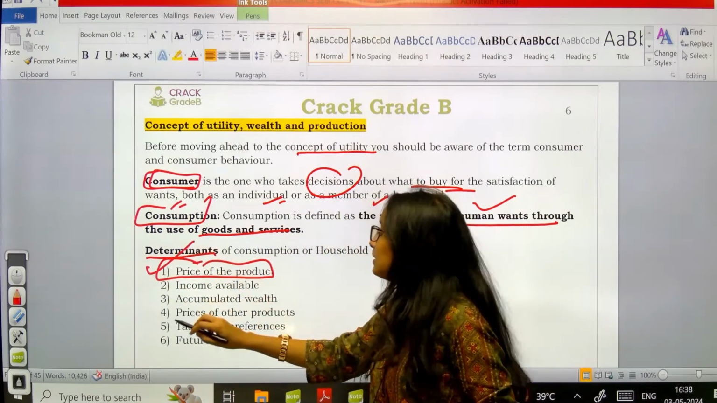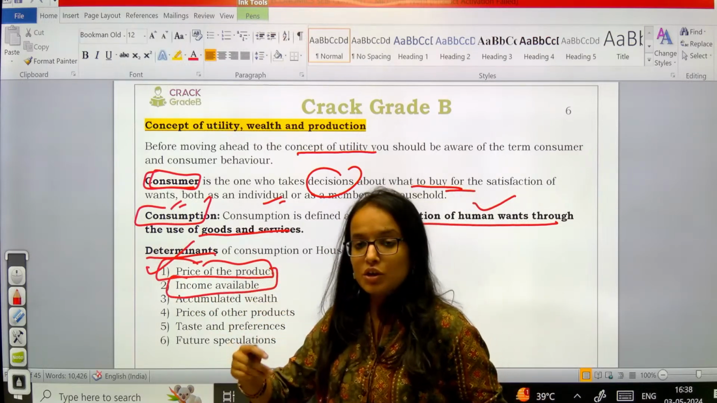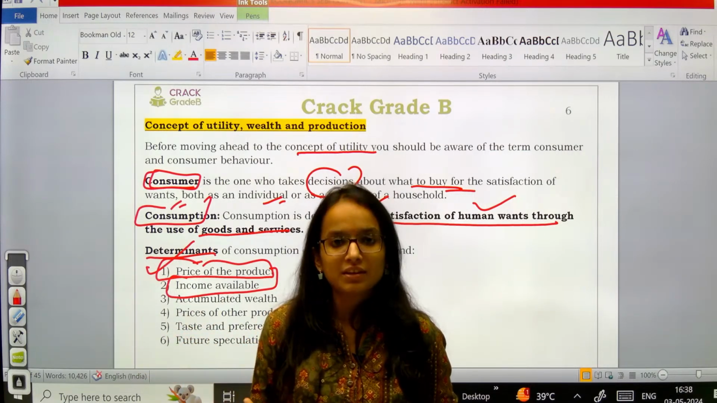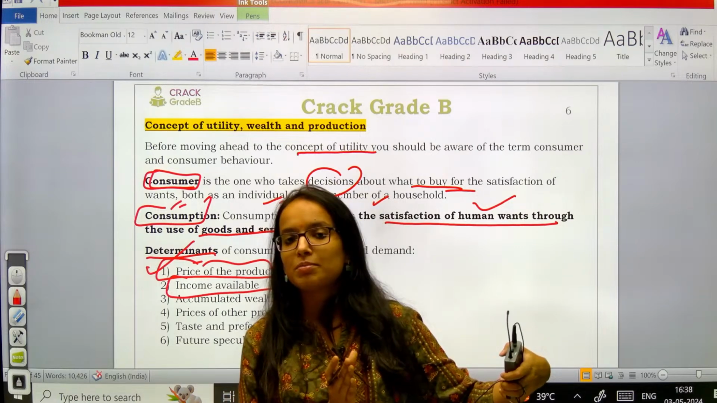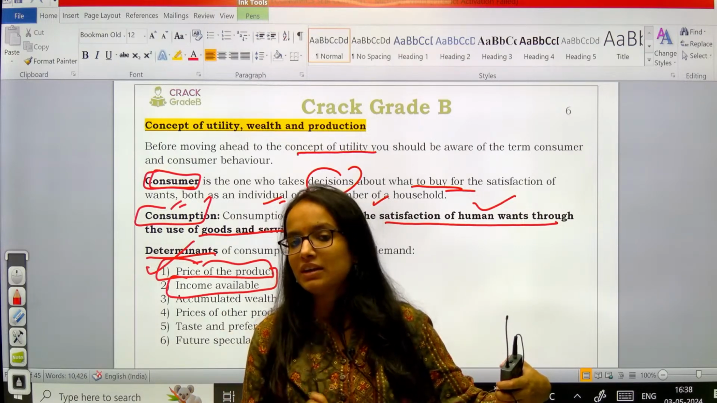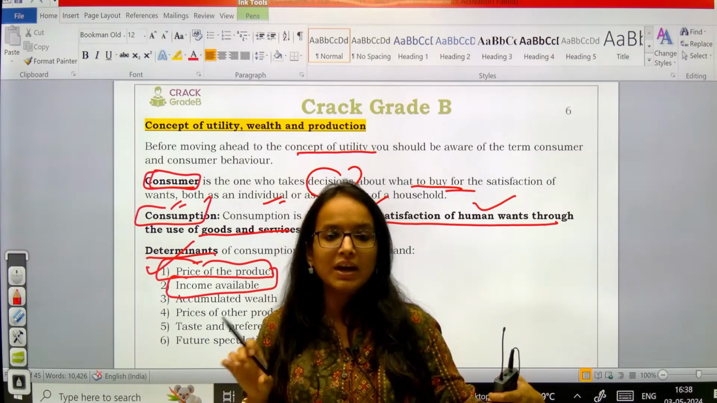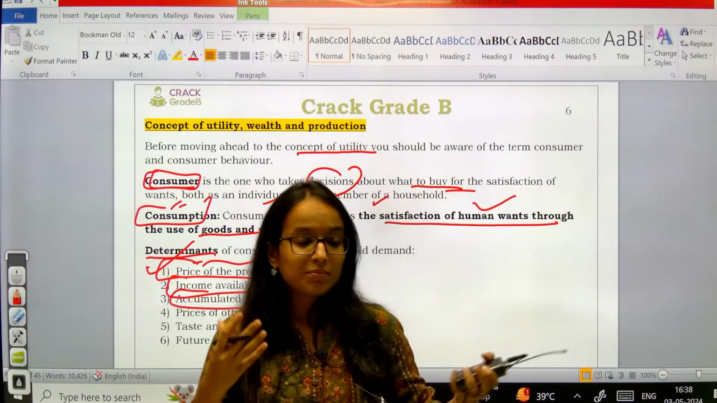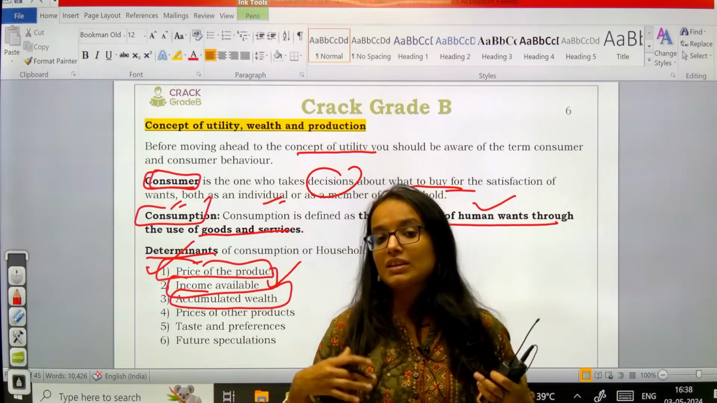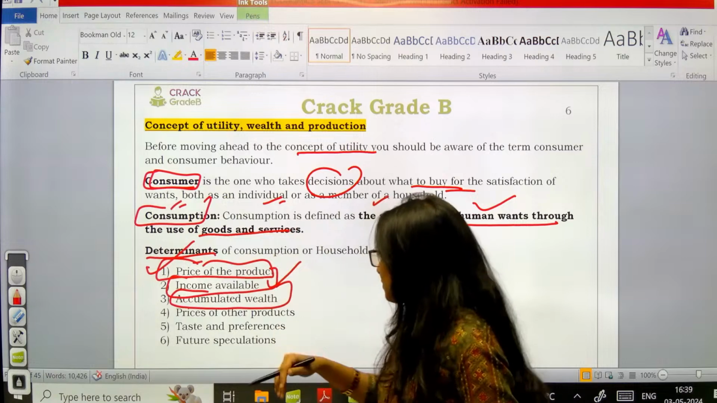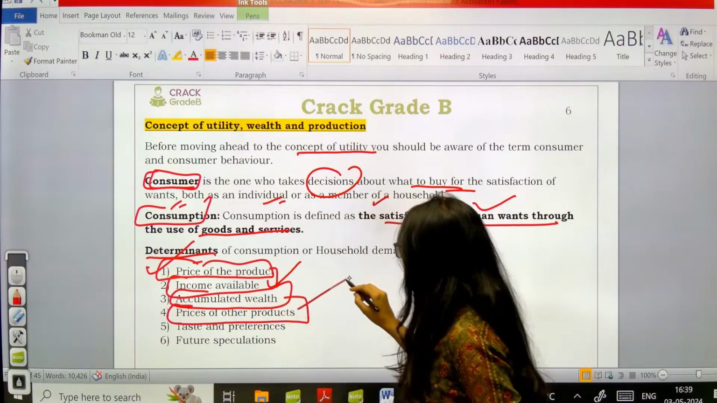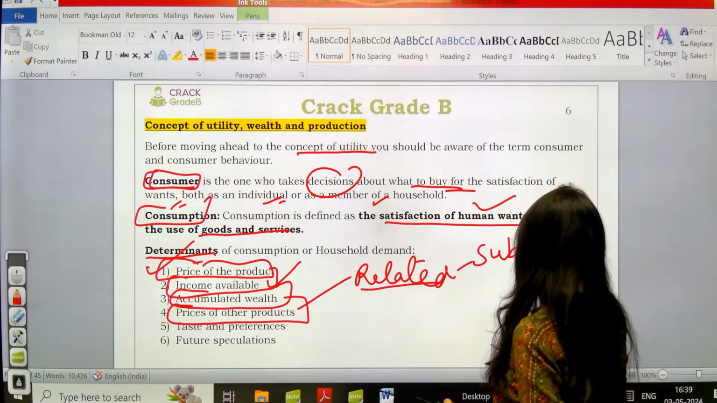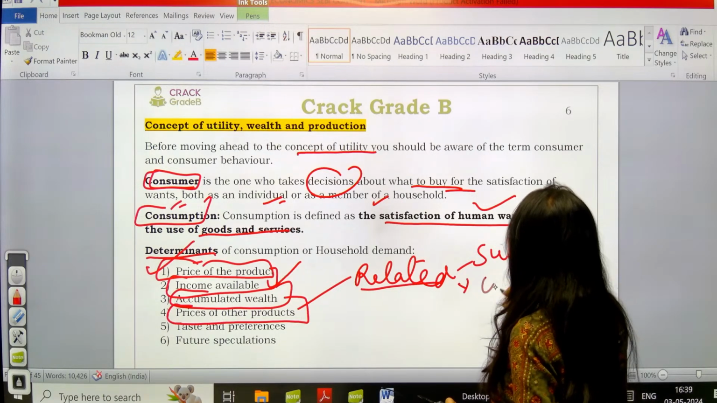Then income available, of course. Your consumption, your expenditure depends on the income bracket you are in. If you have more income, you are left with more disposable income, which is income you can spend after paying your liabilities like direct taxes, or any government liabilities or duties you need to fulfill out of that income. Then accumulated wealth. A person can have wealth as well. You have some inherited or accumulated wealth, so you can spend out of that wealth as well. Then prices of other products. These other products are related products. What are related products? Related products are either substitute goods or complementary goods.